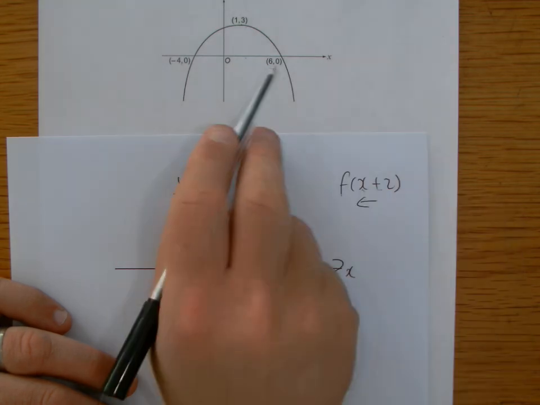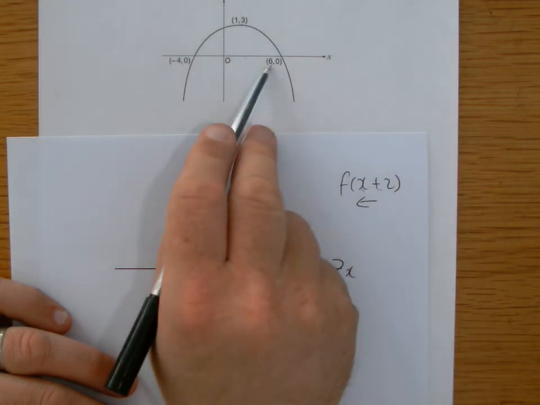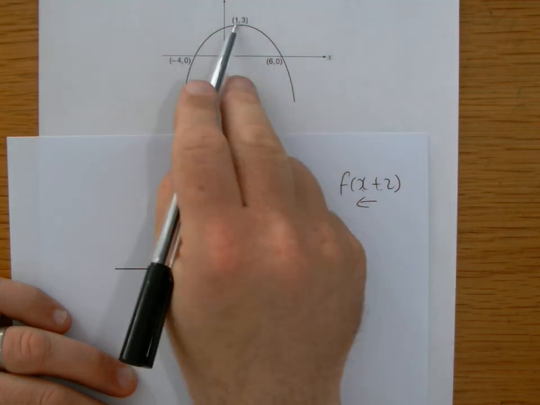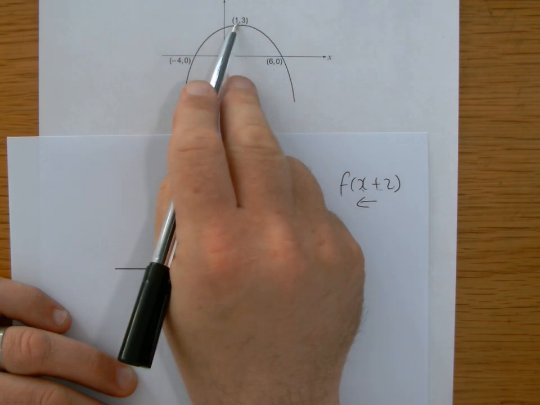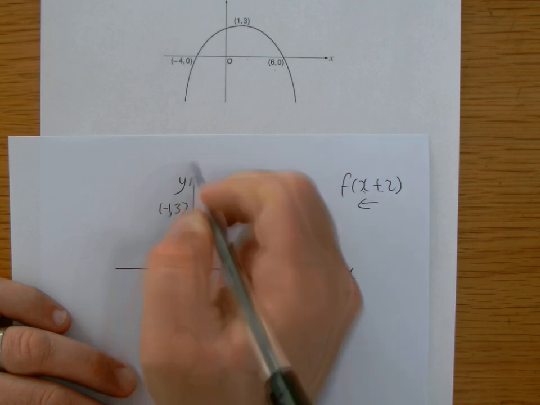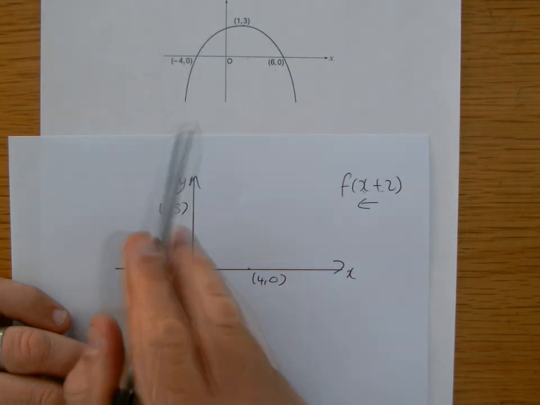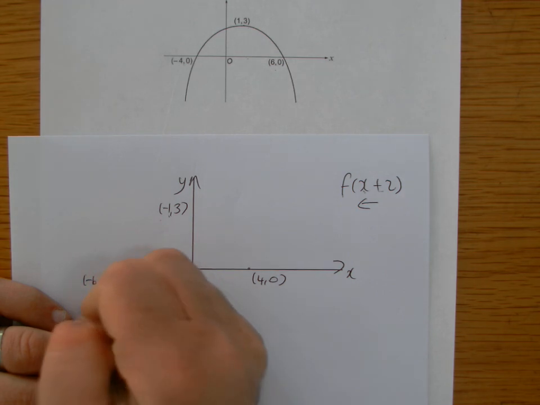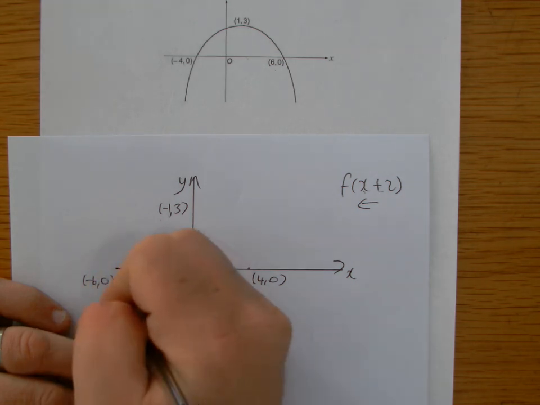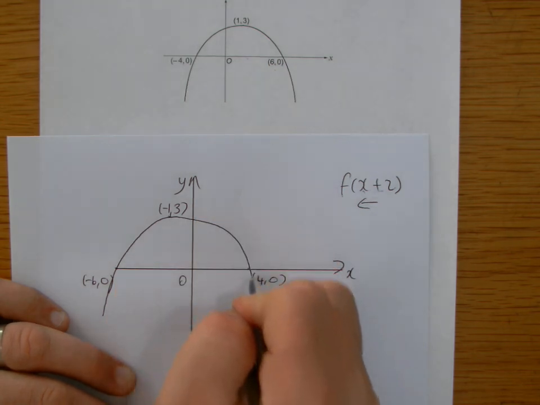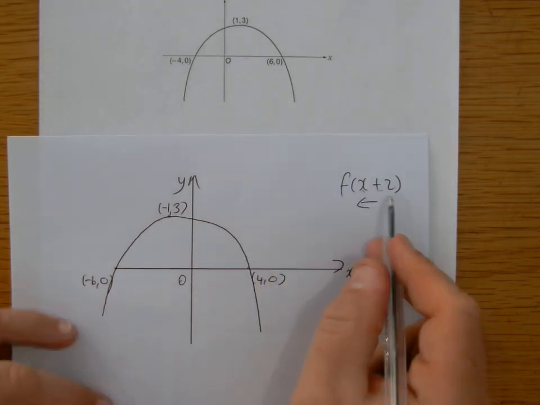So what happens then is the x values, you're going to reduce that by 2, so it's going to go from 6 to 4. The 1 there, the x value there, is going to go back 2, so you end up going to minus 1, the maximum rather, is going to be over here now. And where it crosses the x-axis here, that's going to be minus 6, 0. So we draw our graph as best as we can, and we've got a shift there to the left.